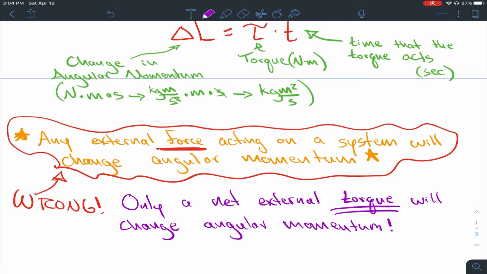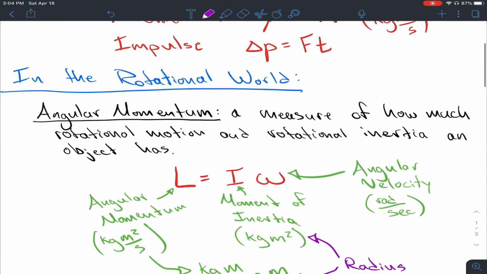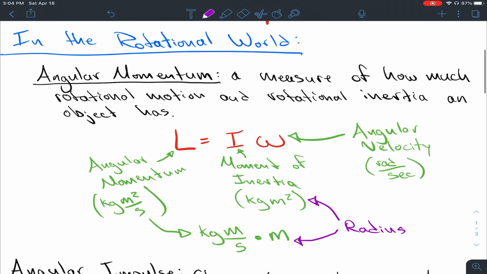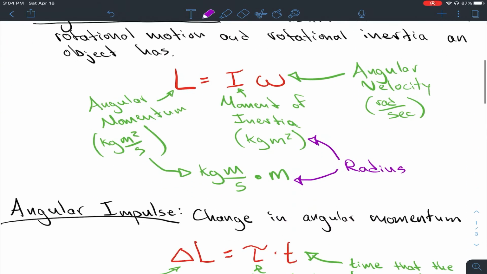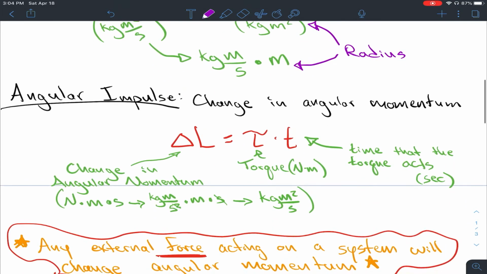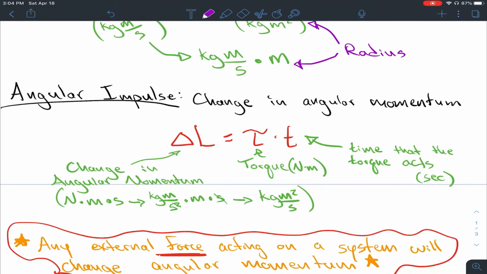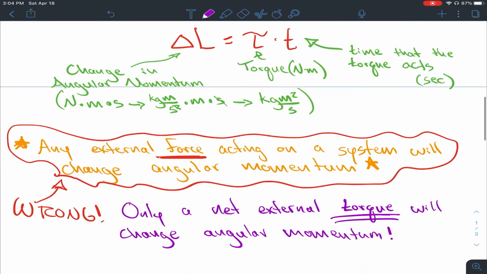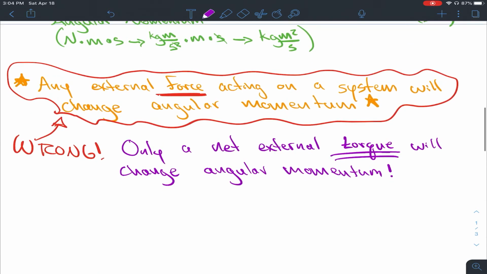Okay, so the last thing we need to talk about then, we've talked about angular momentum. We've talked about the units for it. Now we have an equation where we can start solving problems with angular momentum. We talked about angular impulse. So how does that angular momentum change and how do we describe that with an angular impulse? We talked about some big misconceptions with forces versus torques.